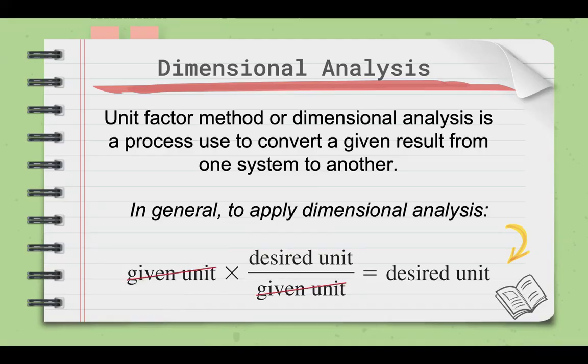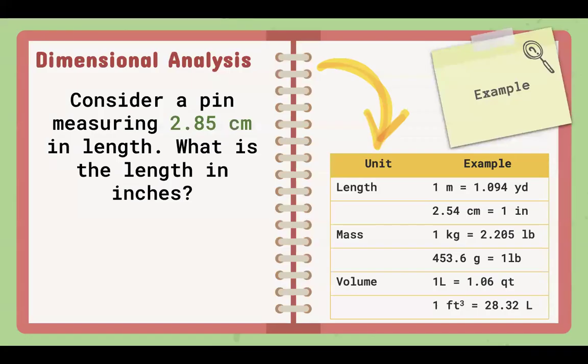For example, let's have this problem. Considering a pin measuring 2.85 centimeters in length, what is the length in inches? So these are two different units of measurement. Inches is English, centimeters is metric. Now, we have to make use of what we call the conversion factors. Okay, conversion factors.